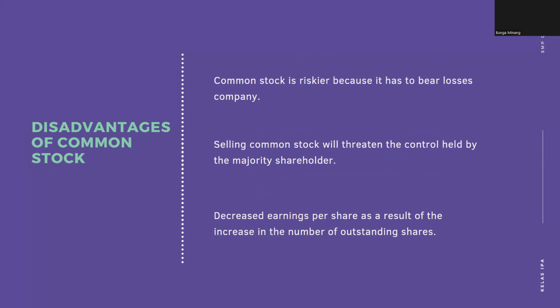Disadvantages of common stock. Common stock is riskier because it has to bear the company's losses. Selling common stock will threaten the control held by the majority shareholder. Decrease in earnings per share as a result of the increase in the number of outstanding shares.